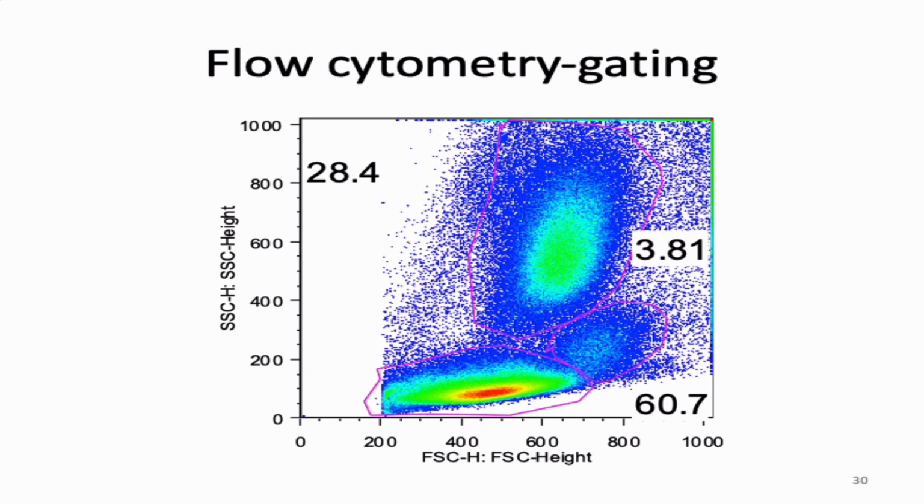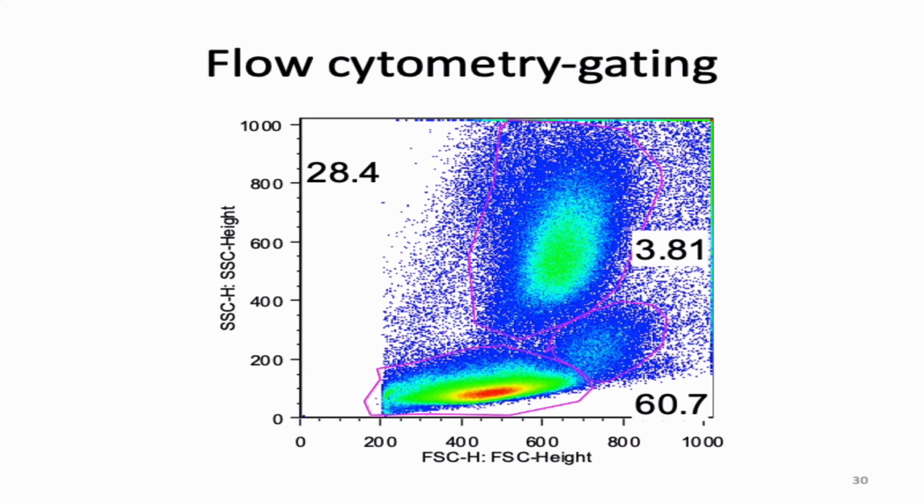So I could say, I would like to know about all the cells that are in this region. And the first thing it tells me is, well, 60.7% of your cells are in this region. 3.81 are in this region, and 28.4 are in this region.